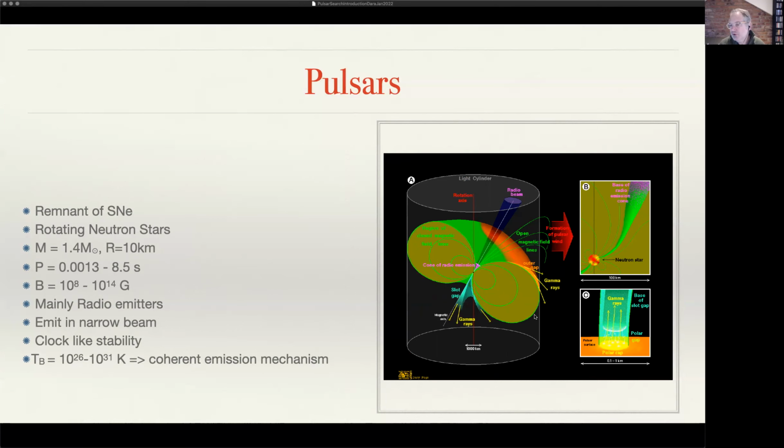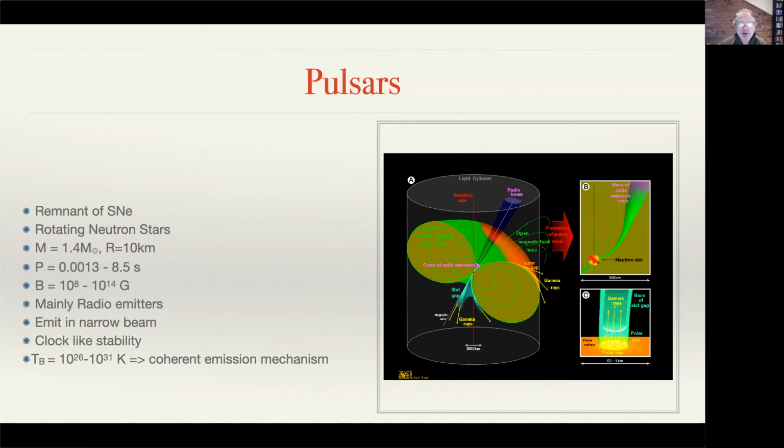This is the so-called velocity of light cylinder, or light cylinder. This is where the field lines, if they were to still be attached to the neutron star, would have to rotate at the speed of light. Because they can't rotate faster than the speed of light, you see that some of these field lines, these ones here, don't close back to the neutron star. And it's along those field lines that we believe that the particles that generate the radio emission are accelerated.